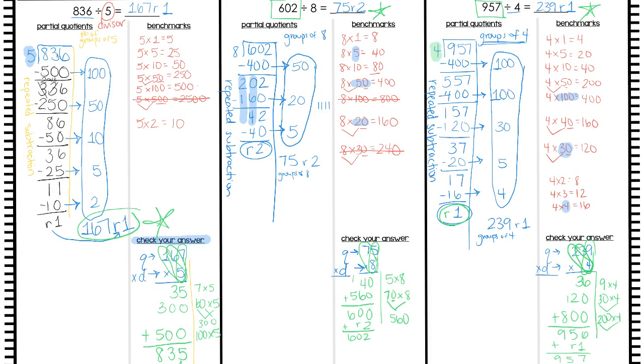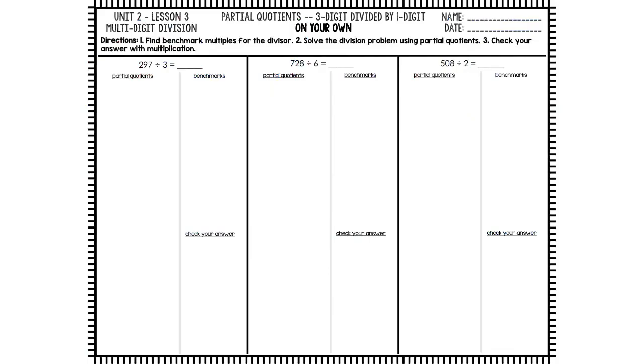All right, super job, guys. We're going to go on, flip over to the back side, the on your own. You will complete this on your own, for 3 digits divided by 1 digit division. So you will begin with 297 divided by 3. Find your benchmarks, do your partial quotients, and then check your answer for each of the 3 problems. Happy learning!